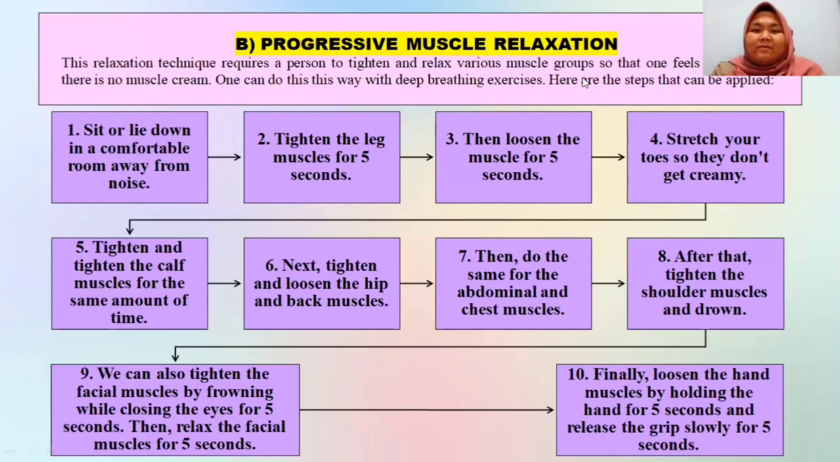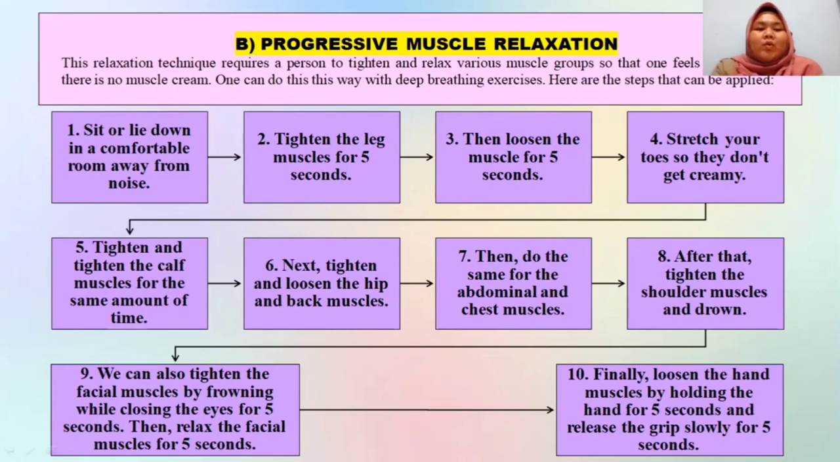Second technique is progressive muscle relaxation. This relaxation technique requires a person to tighten and relax various muscle groups so that one feels calm, so that there is no muscle cramp. One can do this along with deep breathing exercises. Here are the steps that can be applied. There are 10 steps here.